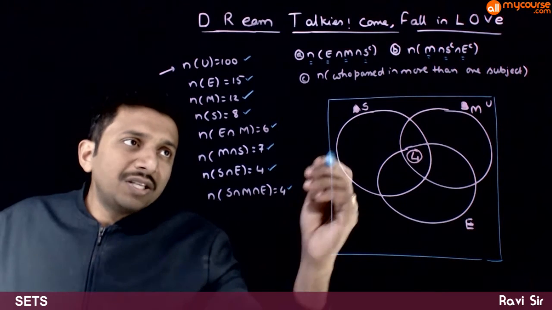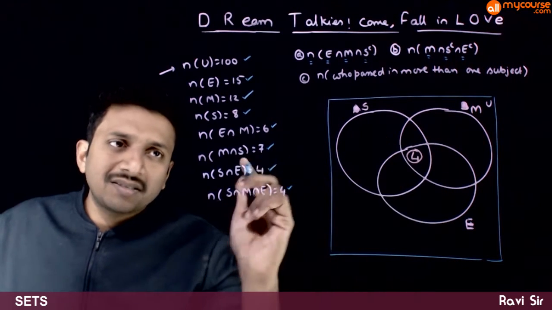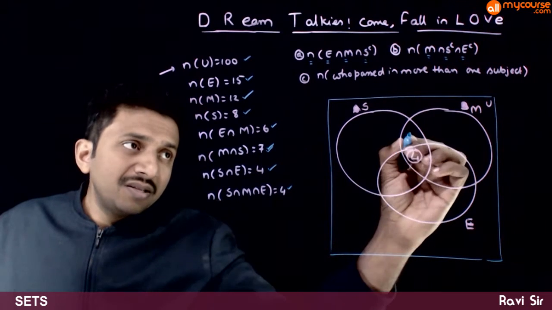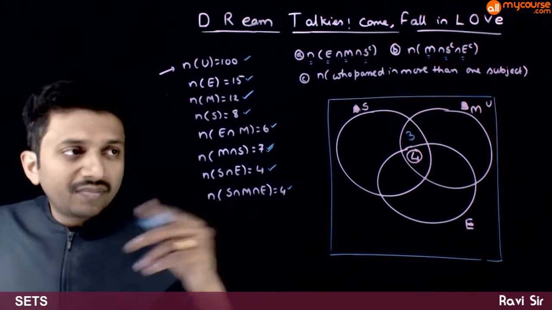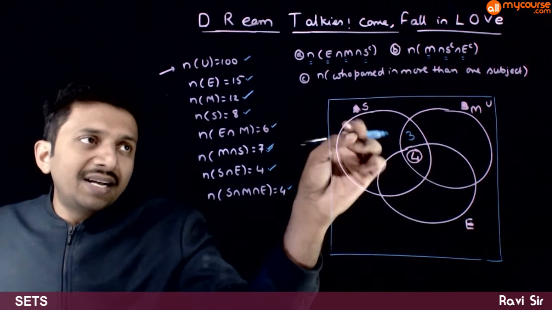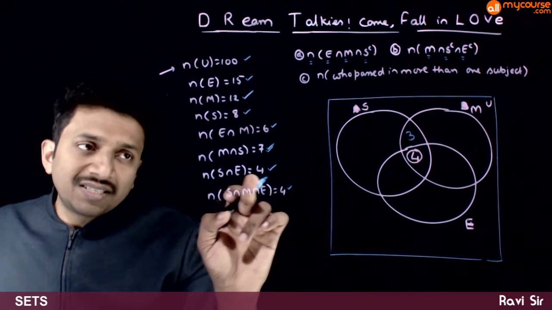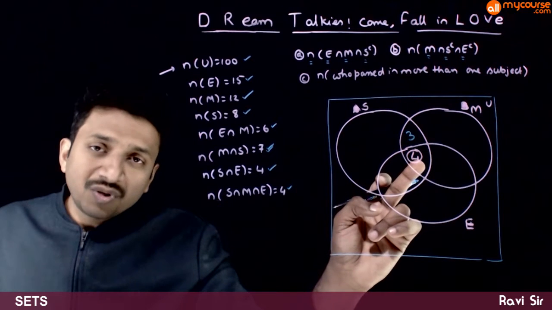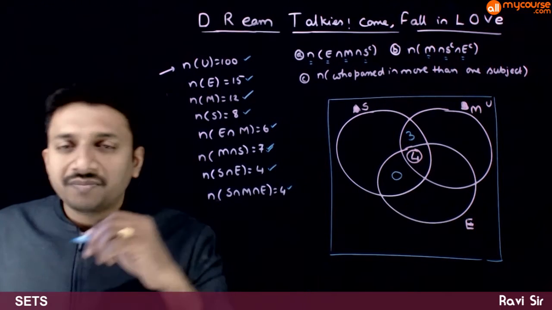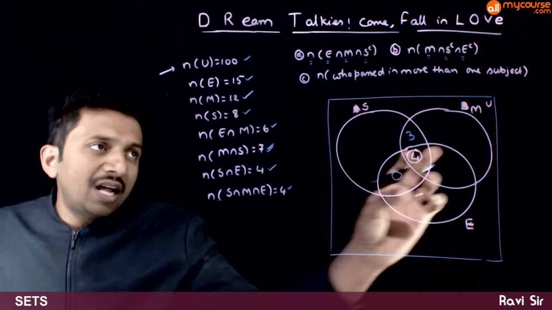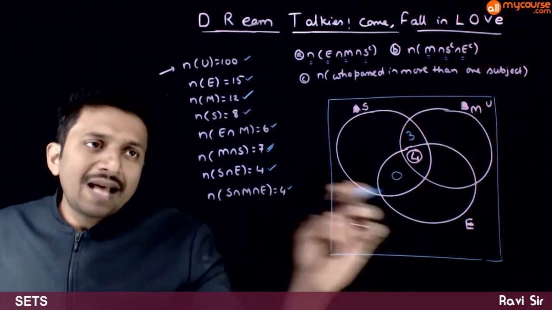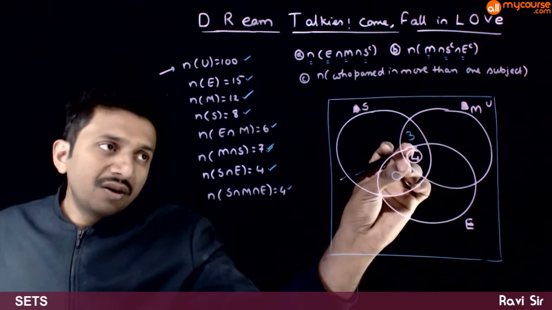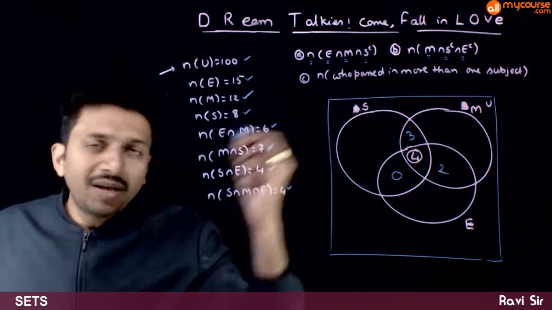Next, how many students have passed in science and maths? Science and maths, 7 students have passed. Already 4 students are here. So the remaining 3 students are here. How many students passed in English and science? English and science, 4 students. So this whole intersection has 4 students. So already 4 students have come here. So there are no students here, 0. Next, how many students passed in maths and English? There are 6 students. So this whole region contains 6 students. 4 students are already there. So the remaining 2 students are here.